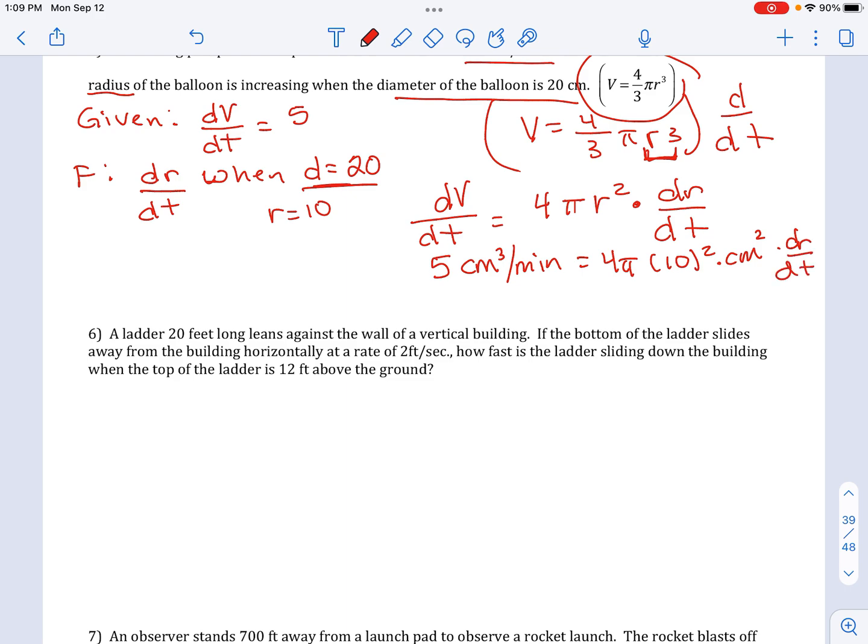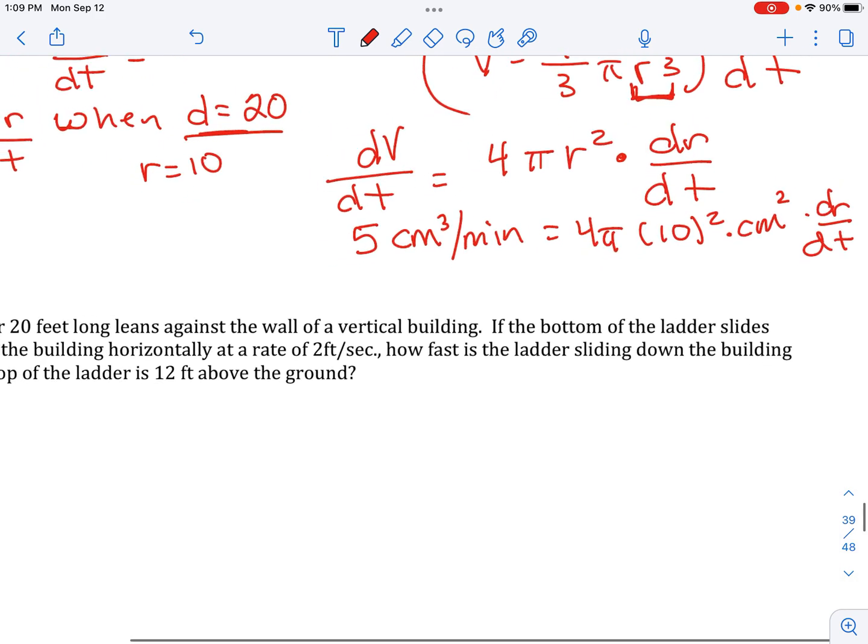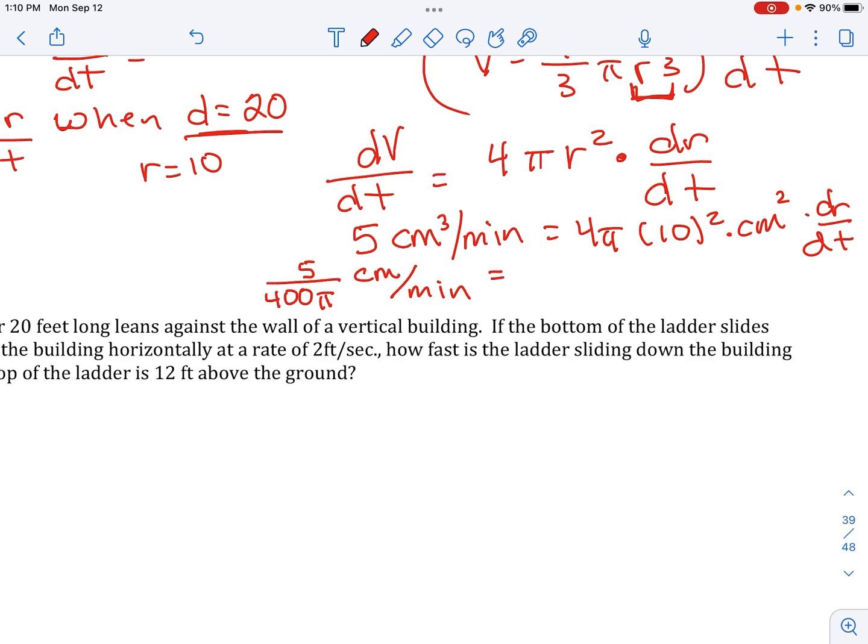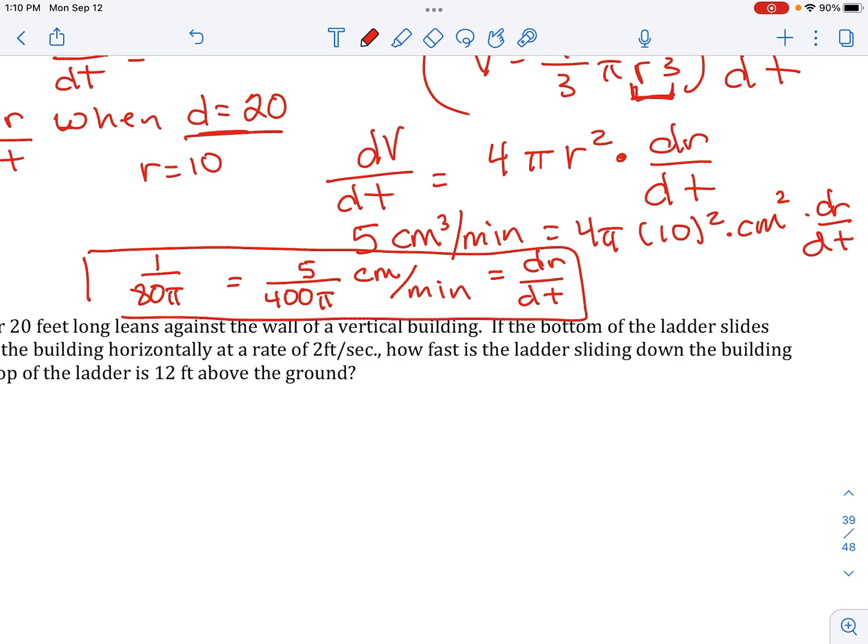So I'm trying to solve for dr/dt. So really I've got 100 pi on the right-hand side. So I'm going to take 5 all divided by 400 pi. Notice the centimeters squared will cancel out with the centimeters squared here, so you're left with just centimeters per minute. So that is dr/dt. You can leave your answer like this. If you want to reduce it, it's 1 over 80 pi. If you want to make it into a decimal, you can go ahead and punch that into your calculator.